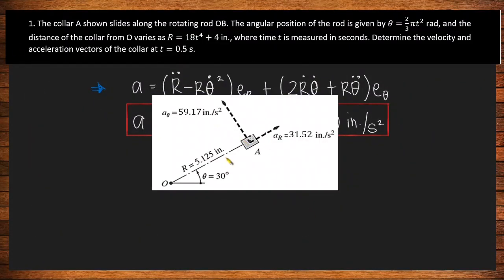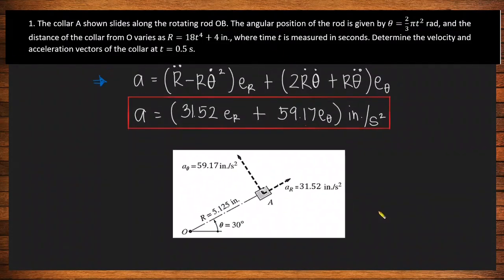So this result is illustrated in this figure. We can see here the components of our acceleration vector along the radial and transverse direction. So papunta naman dito yung magnitude ng acceleration natin.